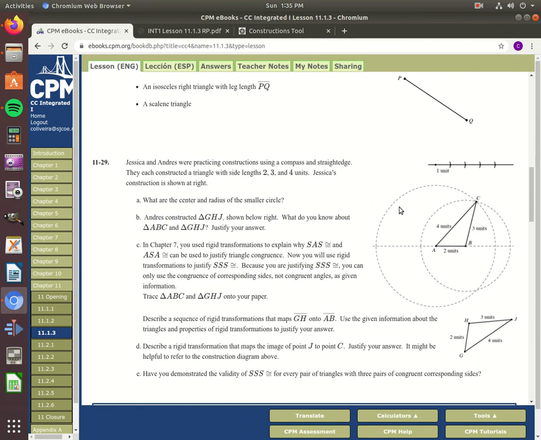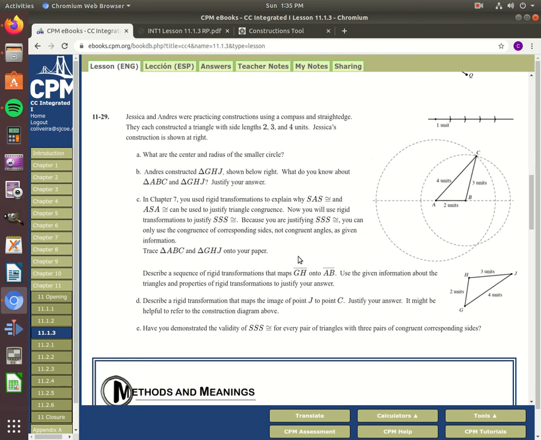And then the last thing, it just basically asks us to prove side, side, side by taking this and rotating it and reflecting it and translating it so that it matches up and that we know that side, side, side congruent works. But we already know side, side, side congruent works from, I don't know, chapter 7 or whatever chapter we did it on.